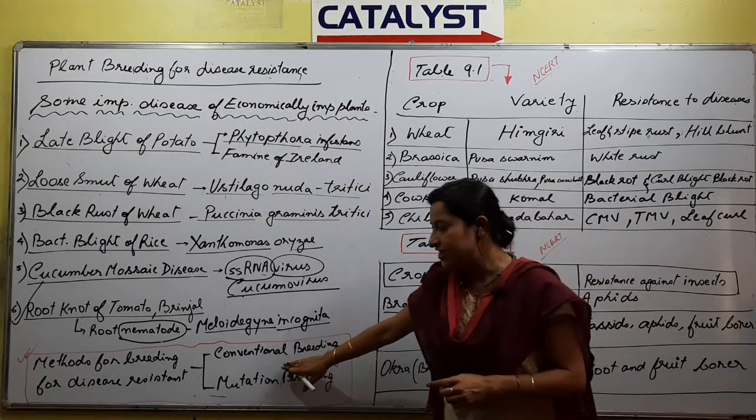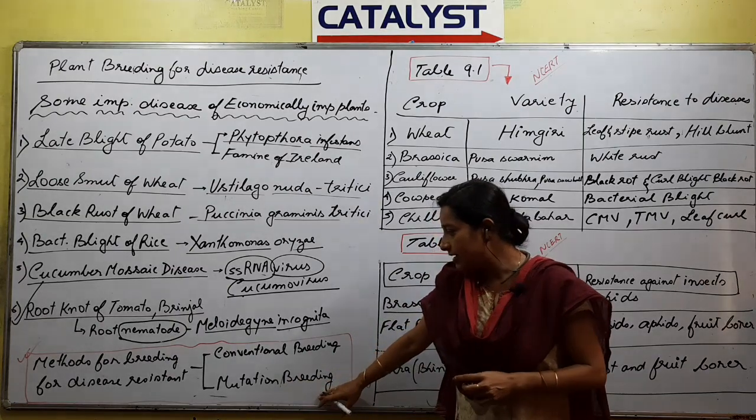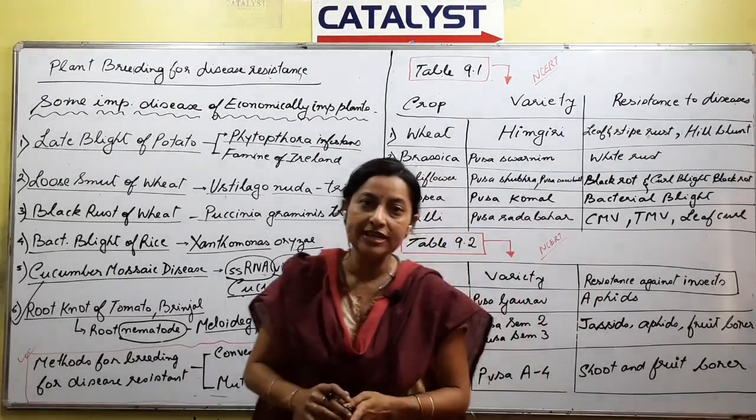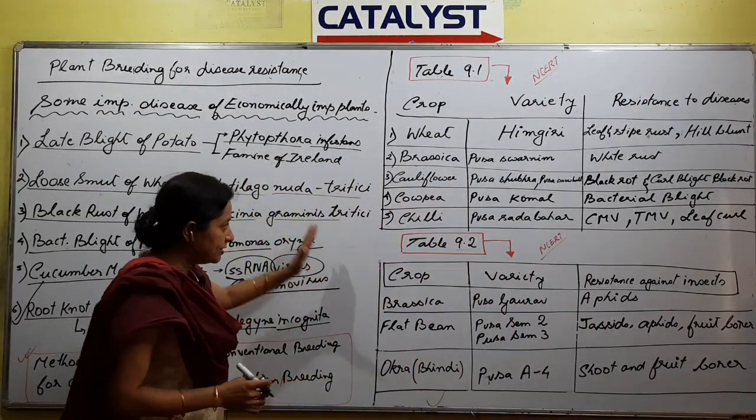So what we know is conventional breeding is not used. What we are using is generally we use nowadays mutation breeding. So we had an idea from this part.